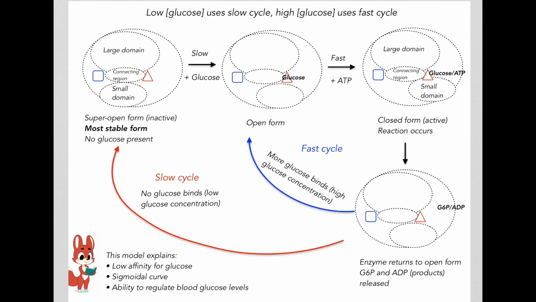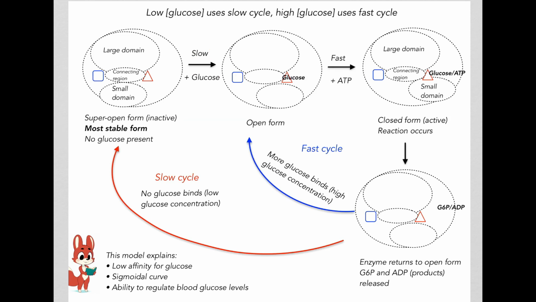So this is one of the models that have been put forward to explain these properties of glucokinase. So here we have the super open form, the inactive form. This is thermodynamically the most stable form. So when there's no glucose present, the enzyme exists in this state. But once the substrate, glucose, is present, now very slowly, this is a slow step, the super open form is converted into the open form. You can see the glucose bound to the active site.